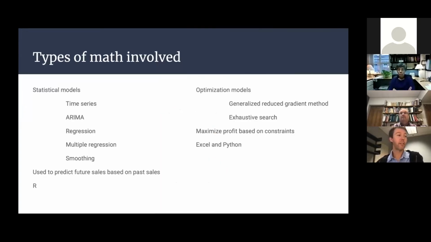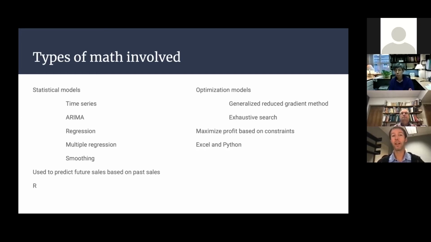So here are some maybe technical details. These are the types of math that the students used. This isn't an exhaustive list, but it's a pretty inclusive list. We had two basic types. We had mathematical models, which are the optimization ones, and we had statistical models, which are the ones on the left. The statistical models came in many different flavors because there are many ways you can use statistics.